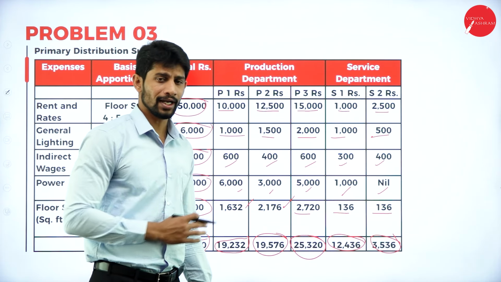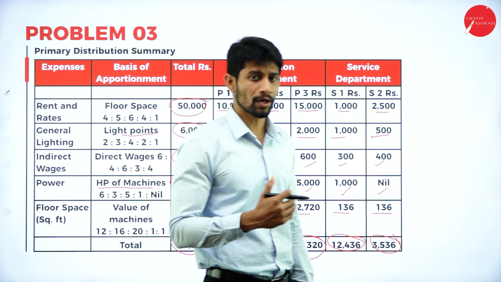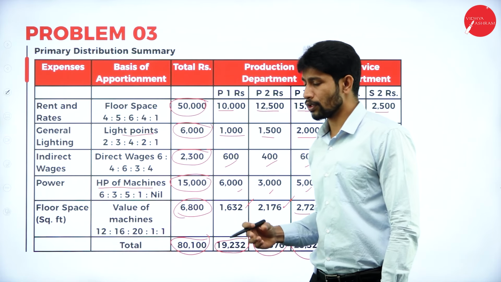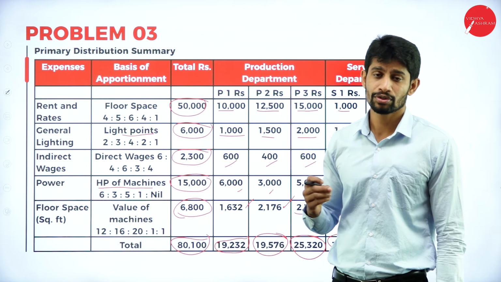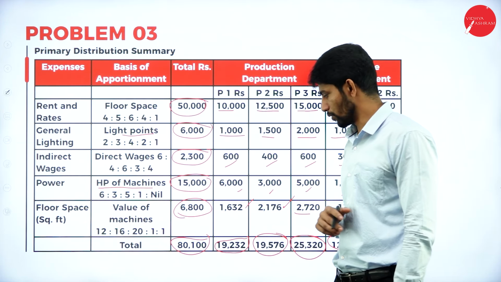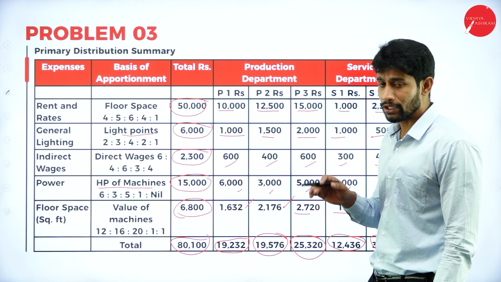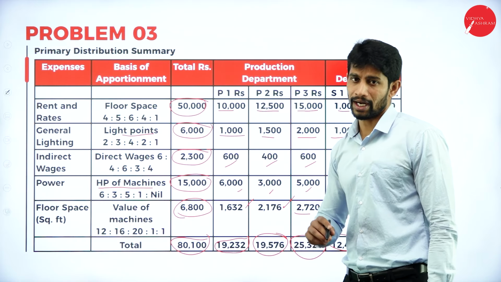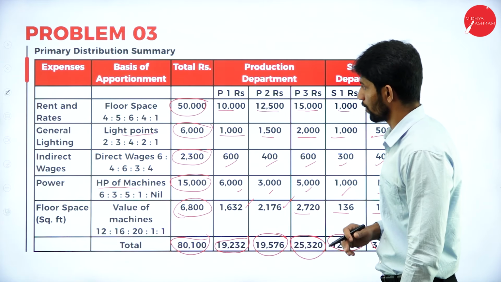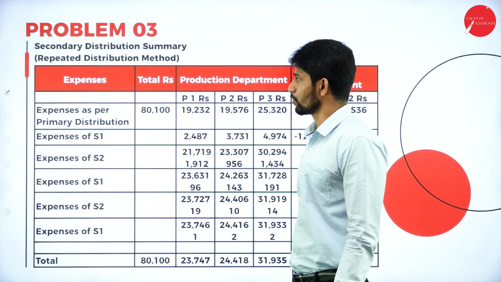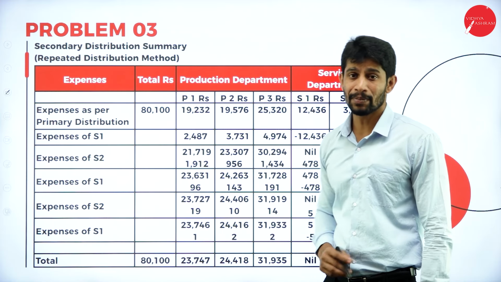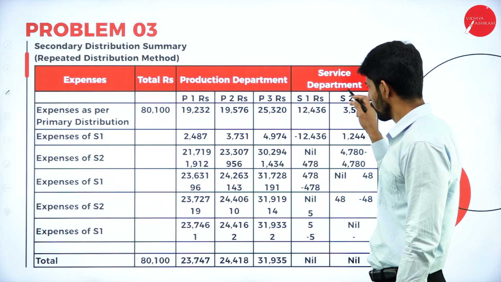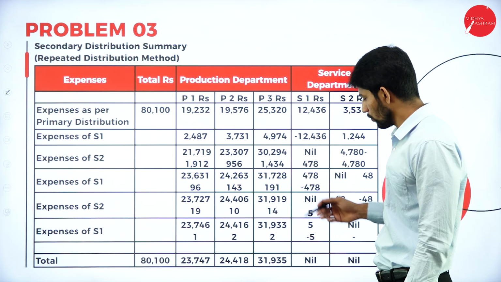So now what we are supposed to do? We are completed with our primary distribution. Now we are supposed to distribute on secondary distribution basis. So how to distribute? We distribute by using this expenses with respect to all other departments. So I will explain you how to solve it. This is the secondary distribution summary. That is repeated distribution method, because until you get 0 in service department 1 and service department 2, you're supposed to reissue it.